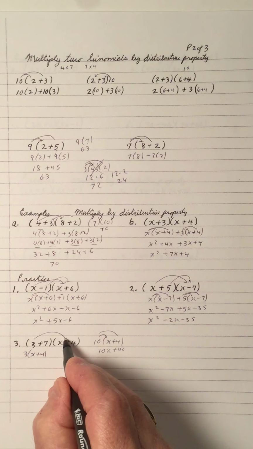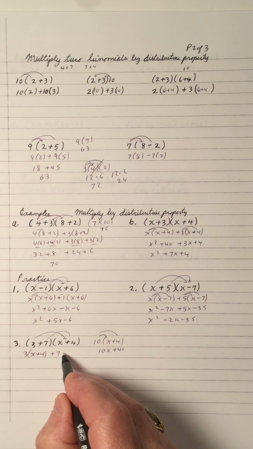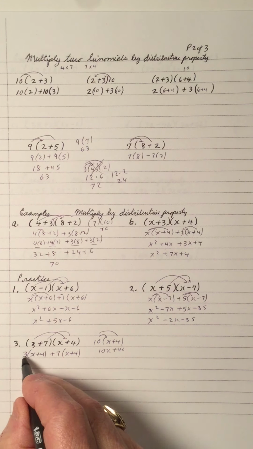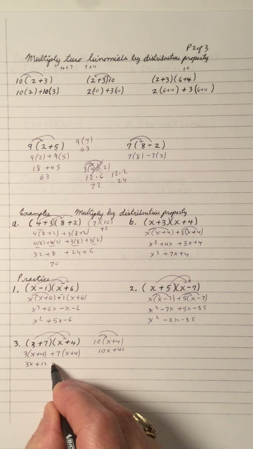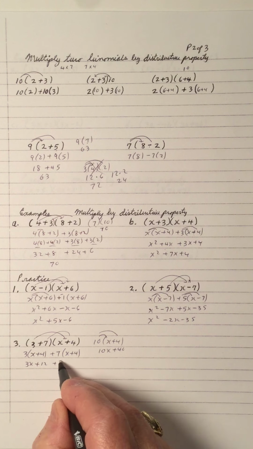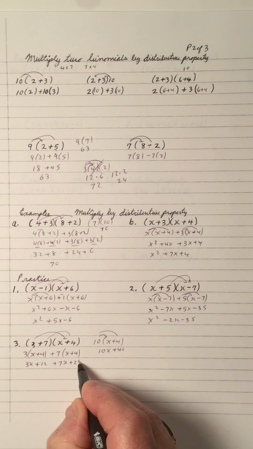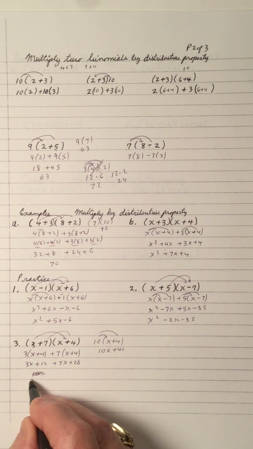So it's 3 times those two. And it's a plus 7 times those two. Okay, so yeah, I can see that now. 3 times x, 3x. 3 times 4, 12. 7 times this binomial is 7 times x, and 7 times 4. Add up the like terms, and I get a 10. Oh, let's do it right.